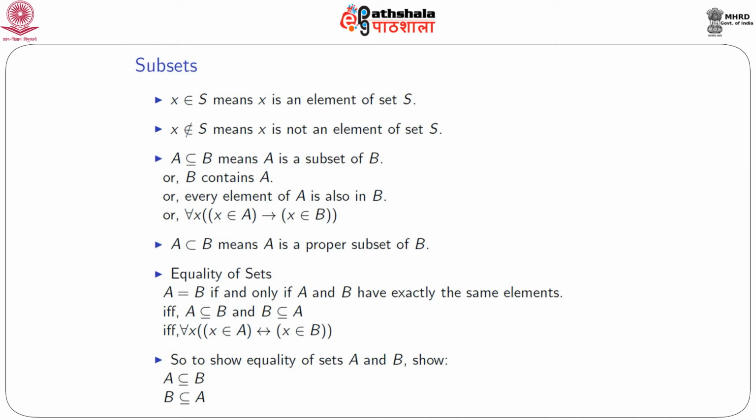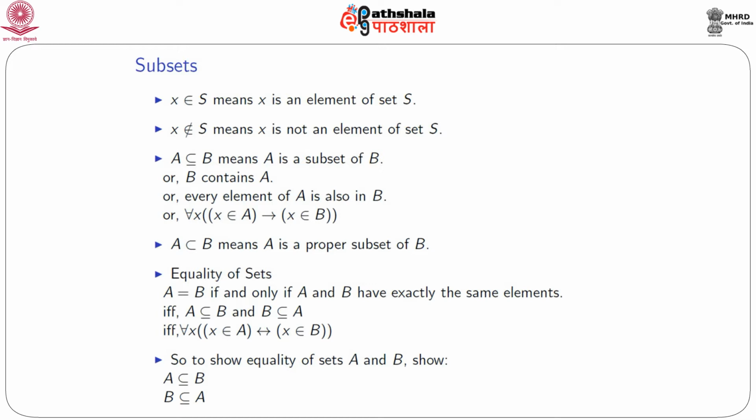Whenever we have two sets, one is a subset or a proper subset, the next thing is when we should say that two sets are equal, that is the equality of sets. We say A is equal to B if and only if A and B have exactly the same elements. Only then can we say A and B are equal.